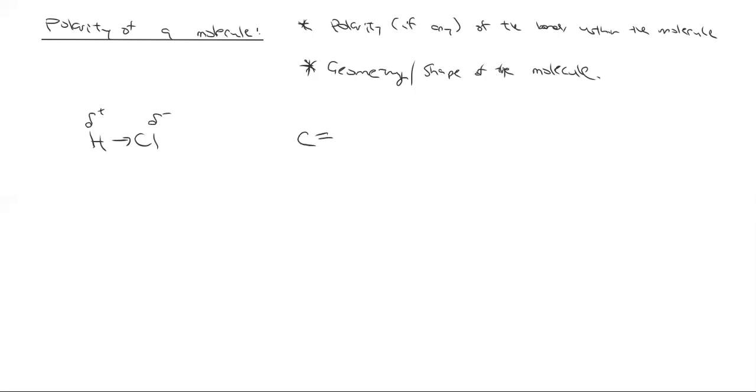Something like carbon dioxide has this sort of shape. So it pulls to the left and this pulls to the right. That's delta negative and delta negative, and this is delta positive. But because it's evenly pulled to the left and the right, while there are polar bonds, because you've got a left pole and a right pole, which cancel, the molecule is not polar.